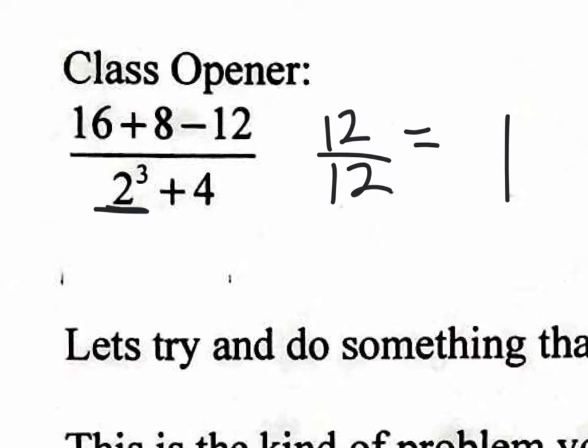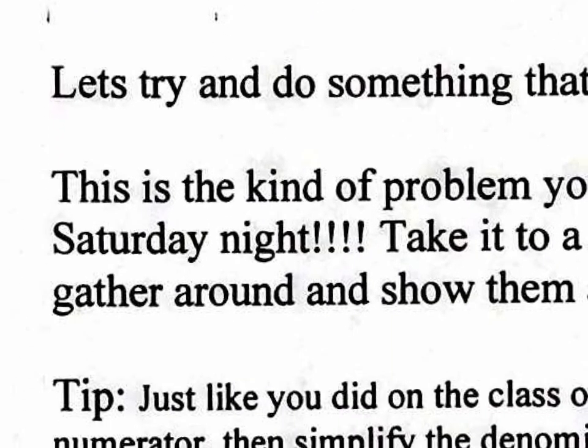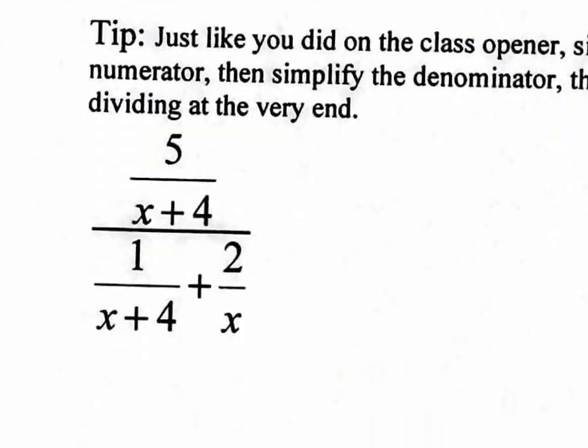So the thought process is that you simplify the top, and then you simplify the bottom, you get your 2 answers, and at the very end you worry about division. 12 divided by 12, that gives you 1. So always simplify the top, simplify the bottom, and then at the very end worry about this division bar. So this is a method that we're going to be simplifying with.